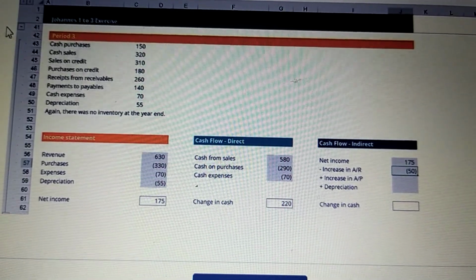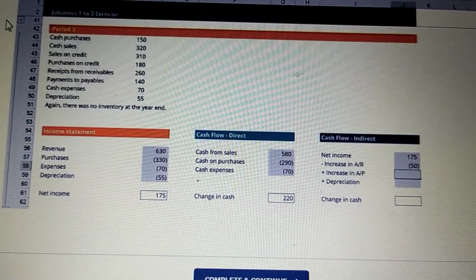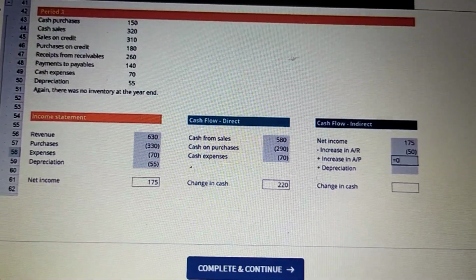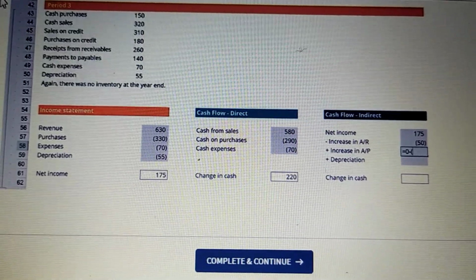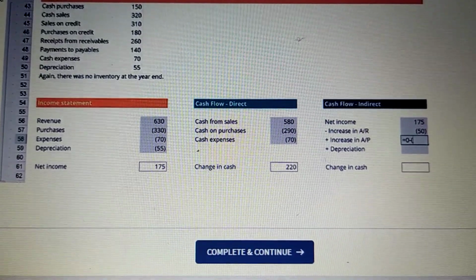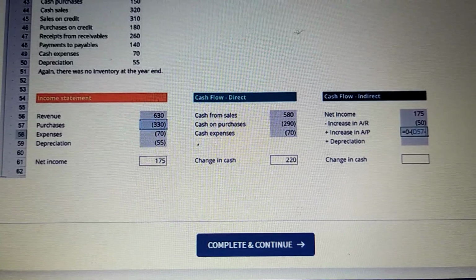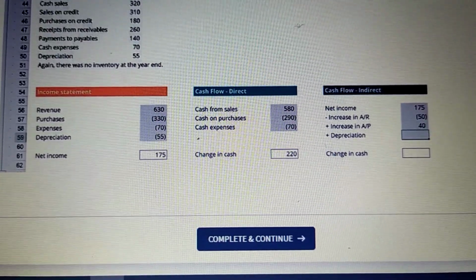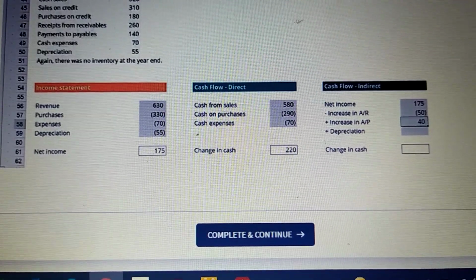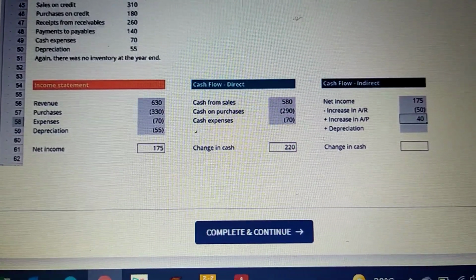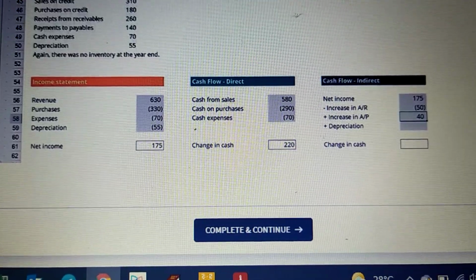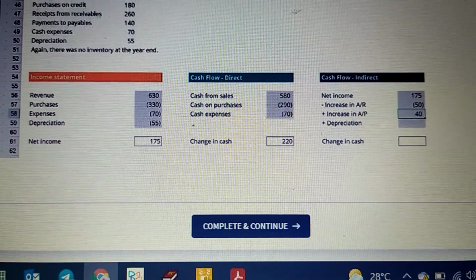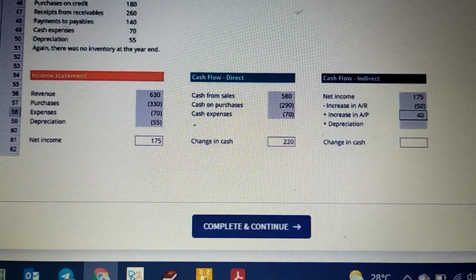Next, we calculate the change or increase in accounts payable. At the start of the period, it was 0, and then we subtract from that the difference between the purchases and the cash purchases. So this actually increases the cash flow by 40. And if we think about it, the company expensed 330 of purchases, but only actually paid cash out of 290. So this is a benefit to the business.